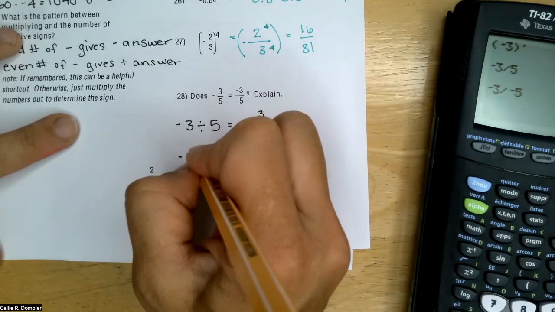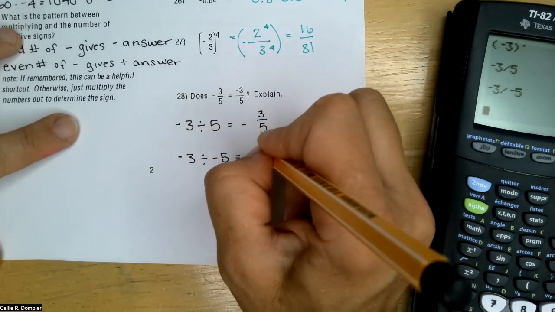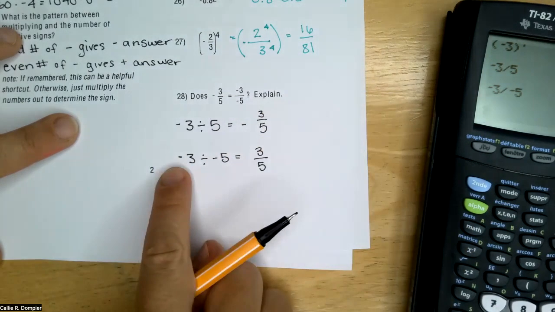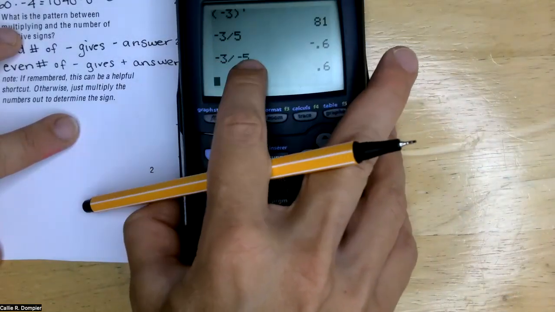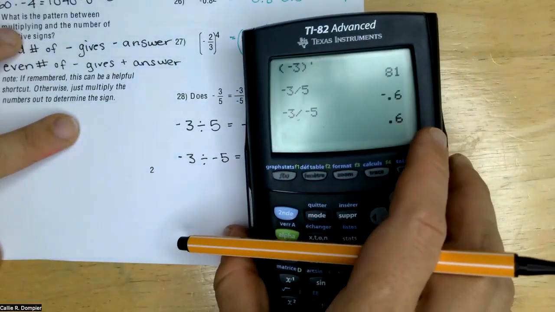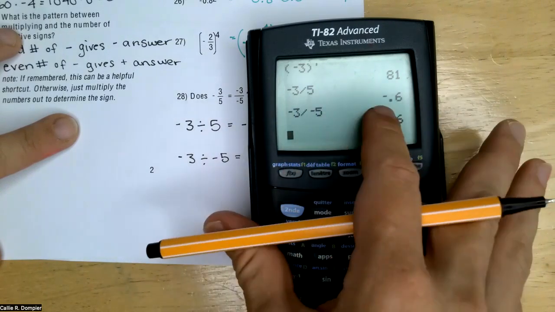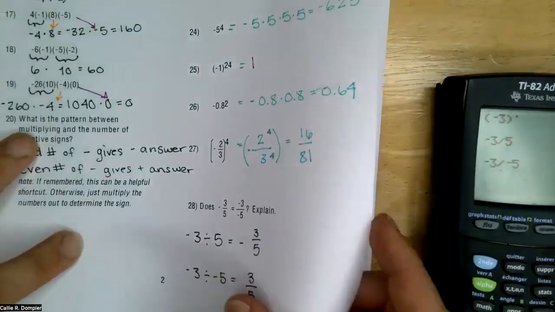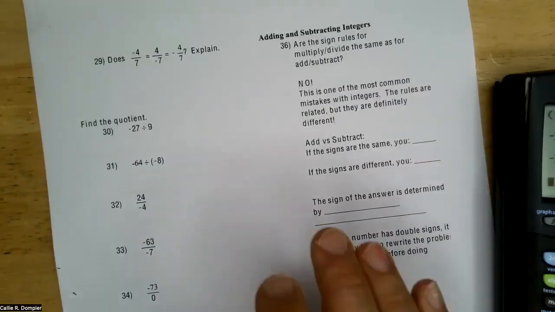But negative 3 divided by negative 5 is negative times a negative is a positive. Right? A negative divided by a negative gives us a positive answer. Negative divided by positive gives us a negative answer. Did I say that first one right? Negative divided by negative gives us positive. Negative divided by positive gives us negative. Not confident I'm saying that correctly.